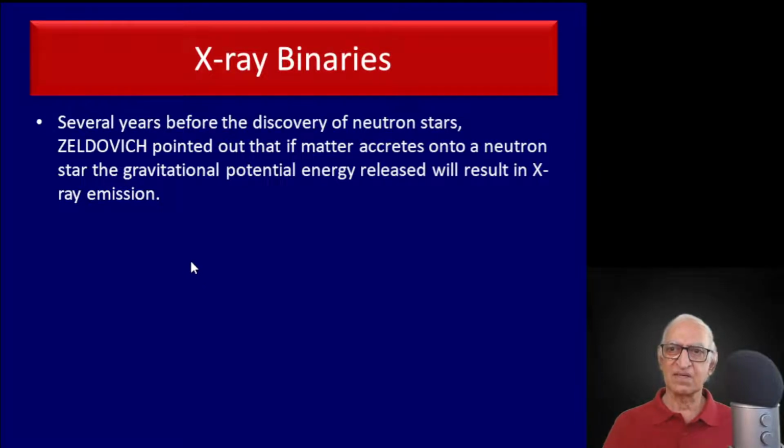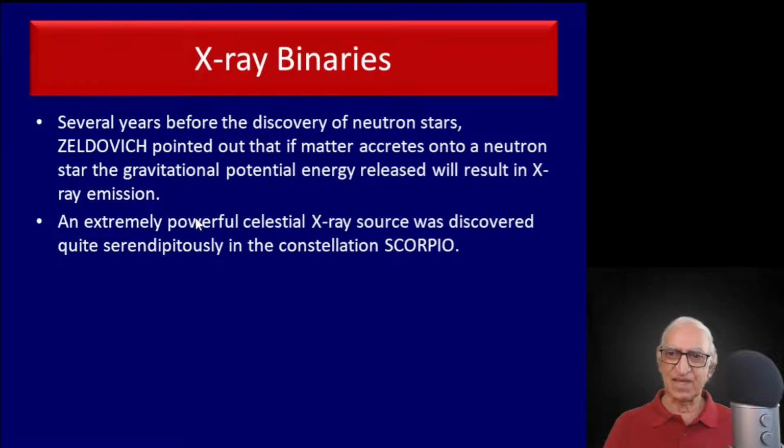Now, X-ray binaries were anticipated long before the discovery of neutron stars. In 1962, many years before neutron stars were discovered, the great physicist Zeldovich in Moscow pointed out that if matter accretes onto the neutron star, the gravitational potential energy release will result in X-ray emission. This was an extraordinary statement to make when neutron stars had not yet been discovered. Now, in 1962, soon after this prediction was made, an extremely powerful celestial X-ray source was discovered, quite serendipitously, by a suborbital rocket. It was in the constellation Scorpio, and it was named Scorpio X-1, the first X-ray source in the constellation Scorpio.